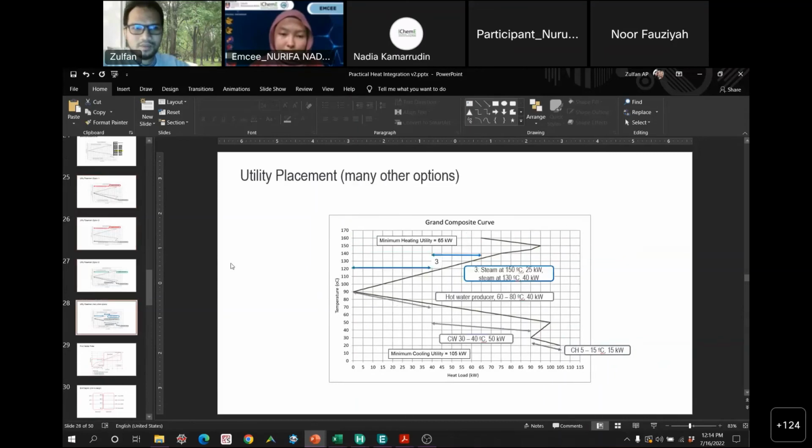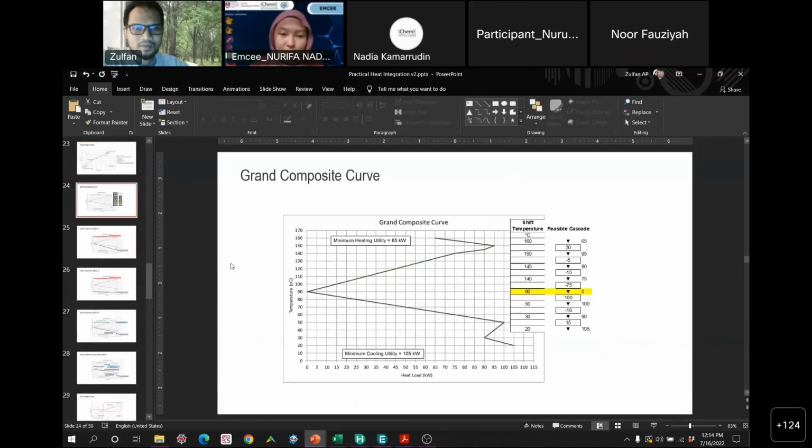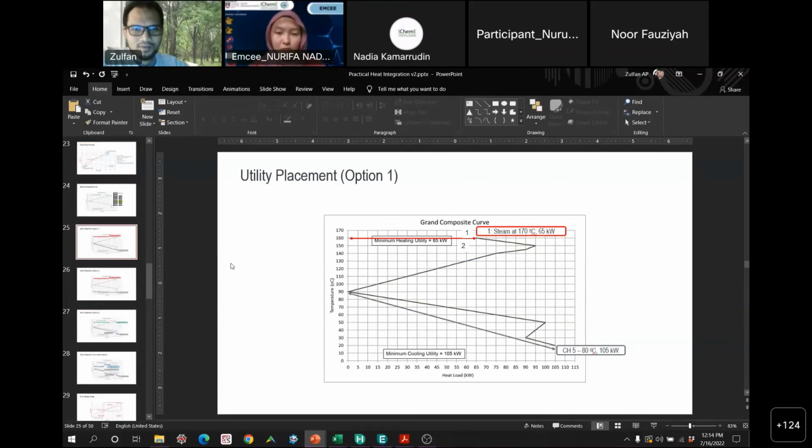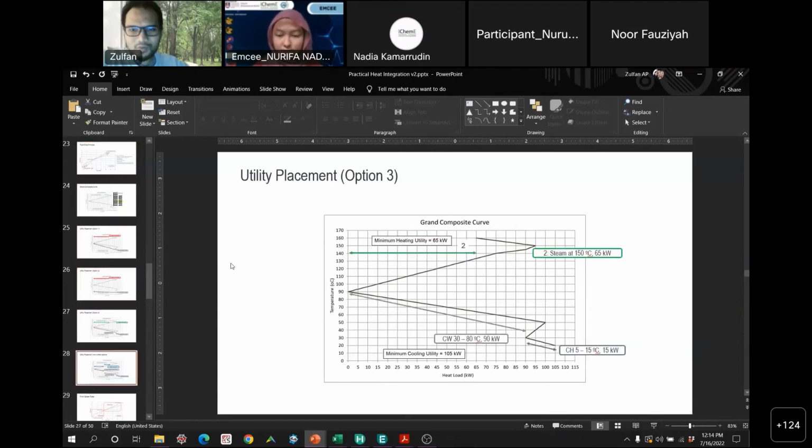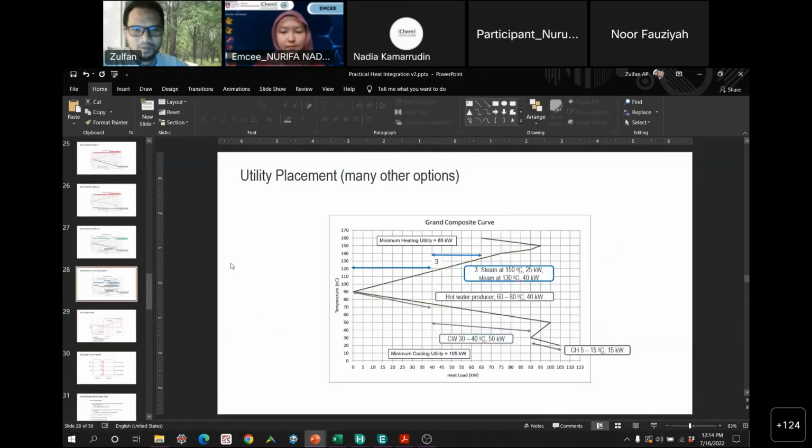Utility systems can be complicated already, from very simple like this, only one for hot, one for cold, to maybe 2 hot, 3 colds, up to you, and many other options. Obviously everything comes down to the cost, so it depends on your cost calculations. If not, then try to make things make more sense.